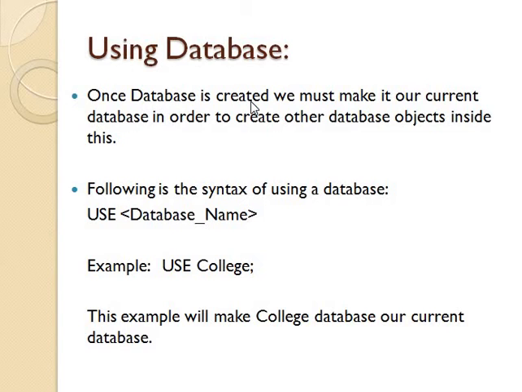Now once a database has been created, we must make it our current database in order to create tables inside those databases and some database objects. So we can create tables and other database objects inside a database only when we make that database our current database. And following is the syntax of making the database our current database. The syntax is use database name. For example, use college. This example will make the college database our current database.